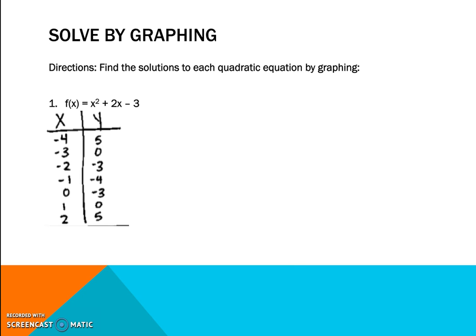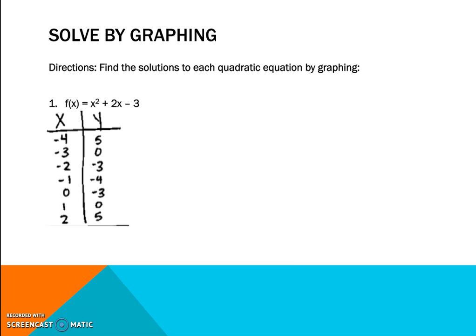Here is the t-chart. When we plug in -4 for x, we get our y value, or our answer, of y equals 5. When we plug in -3 into this quadratic equation, our y value would be 0. When we plug in -2, our y value is -3. And when we plug in -1, our y value is -4, and so forth.